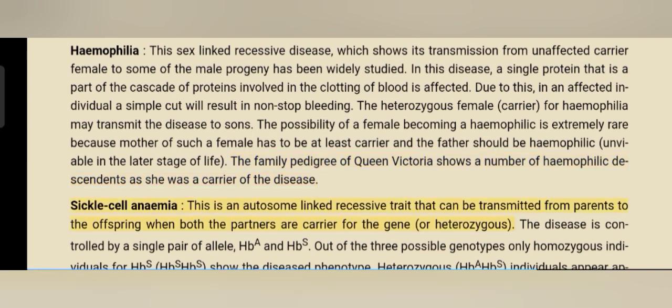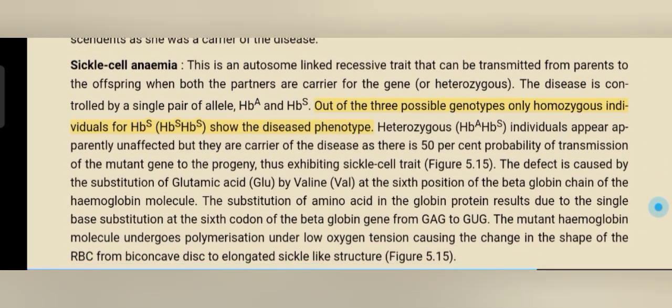Sickle cell anemia. This is an autosome-linked recessive trait that can be transmitted from parents to the offspring when both the partners are carriers for the gene or heterozygous. The disease is controlled by a single pair of alleles, HbA and HbS. Out of the three possible genotypes, only homozygous individuals for HbS show the disease phenotype. Heterozygous HbA/HbS individuals appear apparently unaffected, but they are carriers of the disease as there is a 50% probability of transmission of the mutant gene to the progeny, thus exhibiting sickle cell trait.